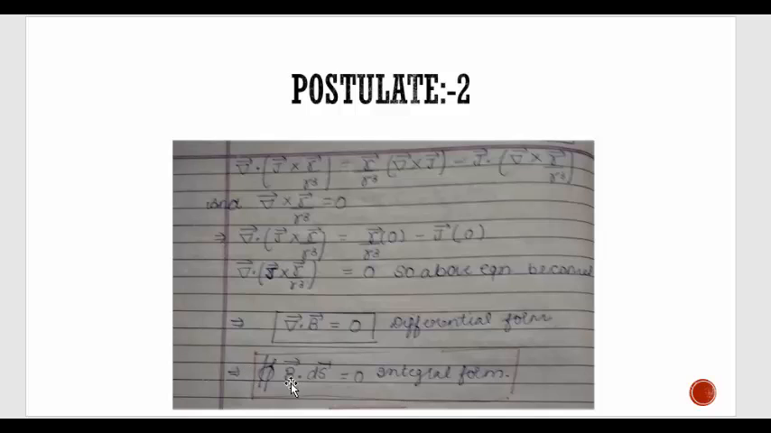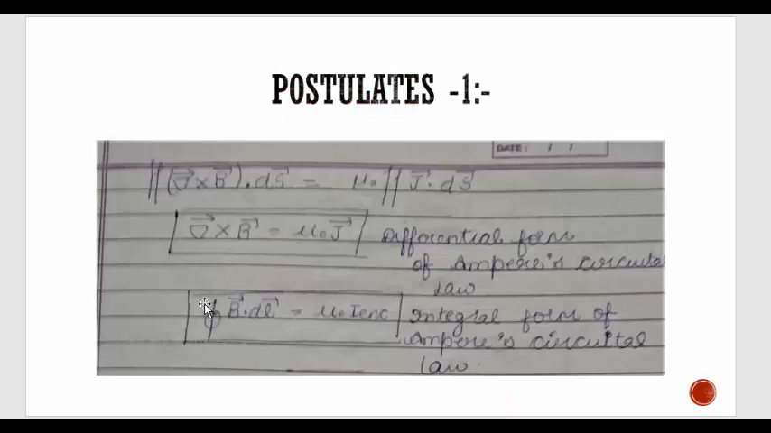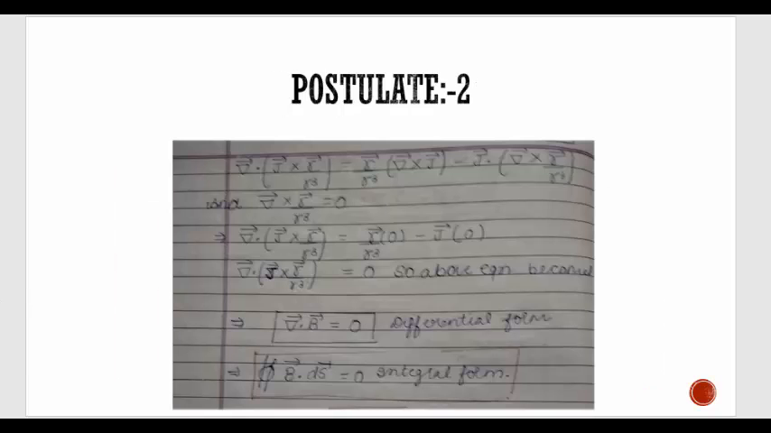And the integral form is B vector dot ds vector is equal to 0 over a closed surface. So the two postulates: the first postulate is simply del cross B is equal to mu naught J vector, and the second postulate is simply B vector dot ds vector is equal to 0.